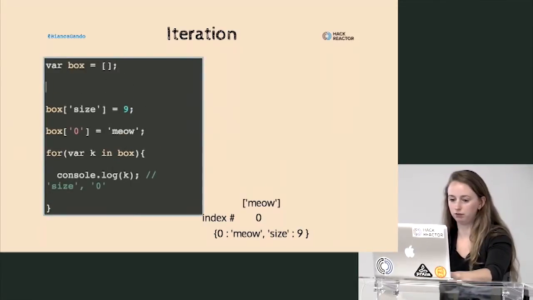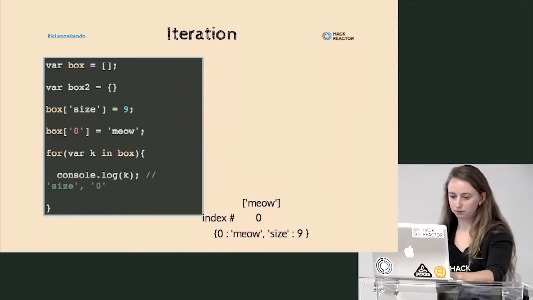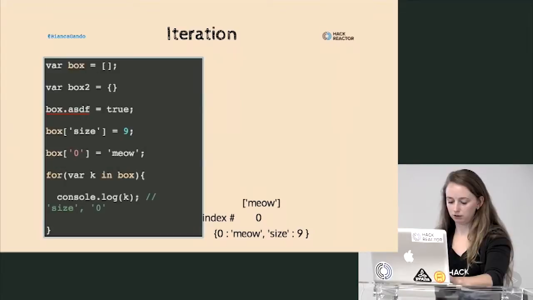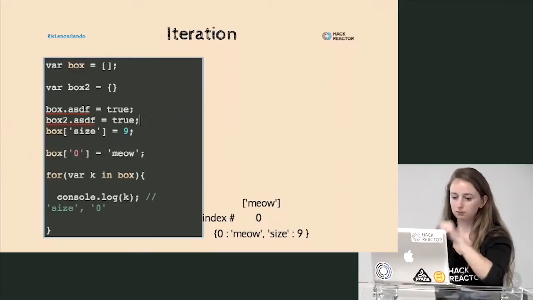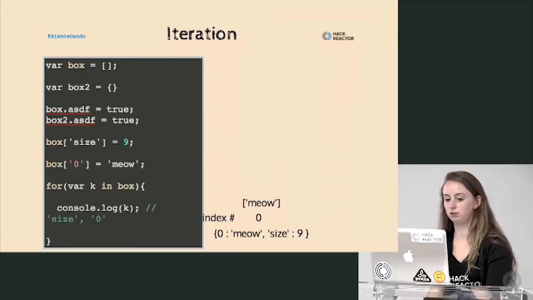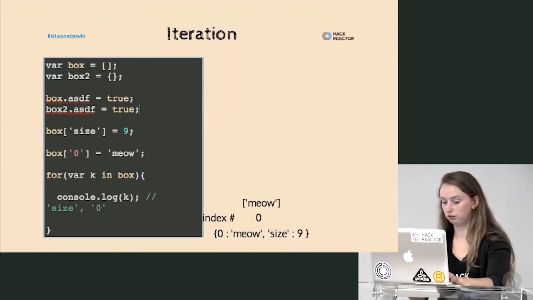Here, I'll type it out on the screen so everyone can see. Box 2, so we have box.asdf equals true, and then box2.asdf equals true. And it says, is there any difference here? And I'm going to argue, no, that there's no difference between how we're adding a property and a value to an array versus an object. I'm going to argue that that is exactly the same, even though it's an array.